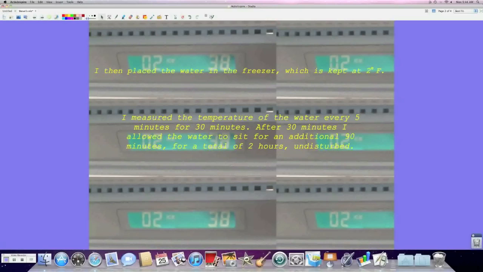I measured the temperature every 5 minutes for the first 30 minutes, and then I took an additional reading after a total of 2 hours. And right before each of my measurements, I shook the bottle a little bit to make sure that the water inside of the container had a fairly consistent temperature throughout, so that the edges of the water wouldn't be cooler than the inside of the water and so forth. So I had to make sure and do that.